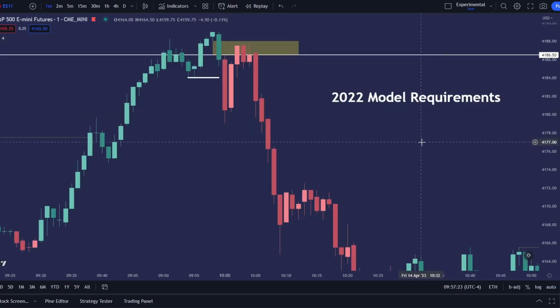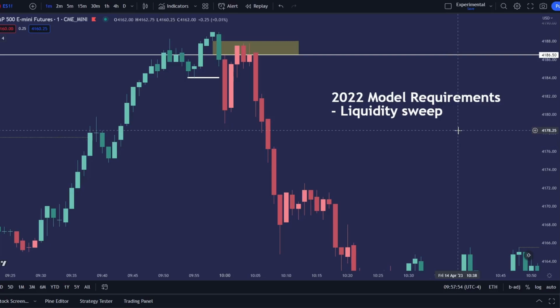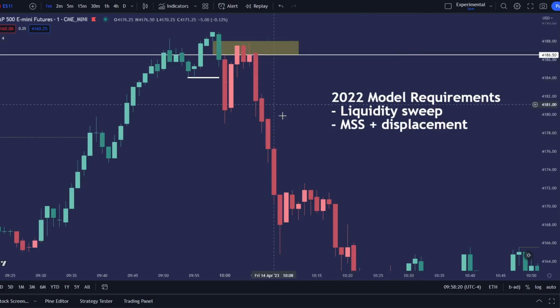Now, for a quick overview of the core factors that are required for the 2022 model, the first is that you want to see a sweep of liquidity, essentially meaning you want to take out an old high or an old low. Then after taking liquidity, you want to see a market structure shift with some displacement, and you want that displacement to contain some fair value gap that can be used for entry, preferably at premium if you're shorting or discount if you're going long.